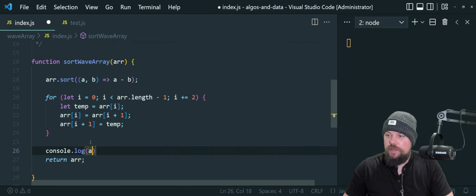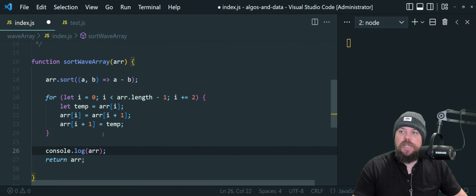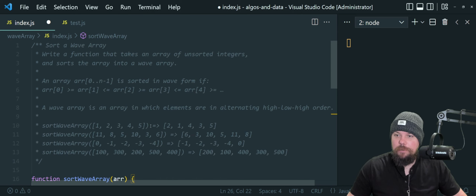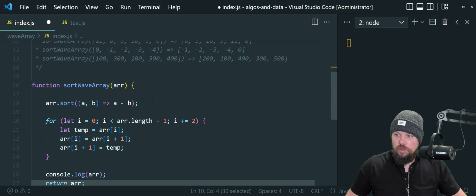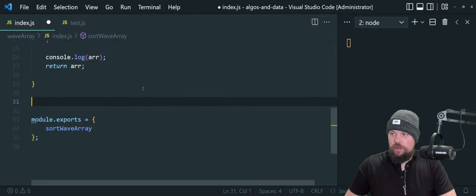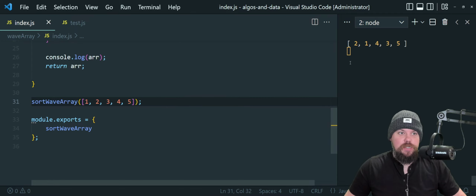So let's go ahead and console log what our array is going to look like as we go through these values to take a look. Let's go ahead and copy our first sort wave array, 1, 2, 3, 4, 5 call right here. Let's give that a shot. What do we see?